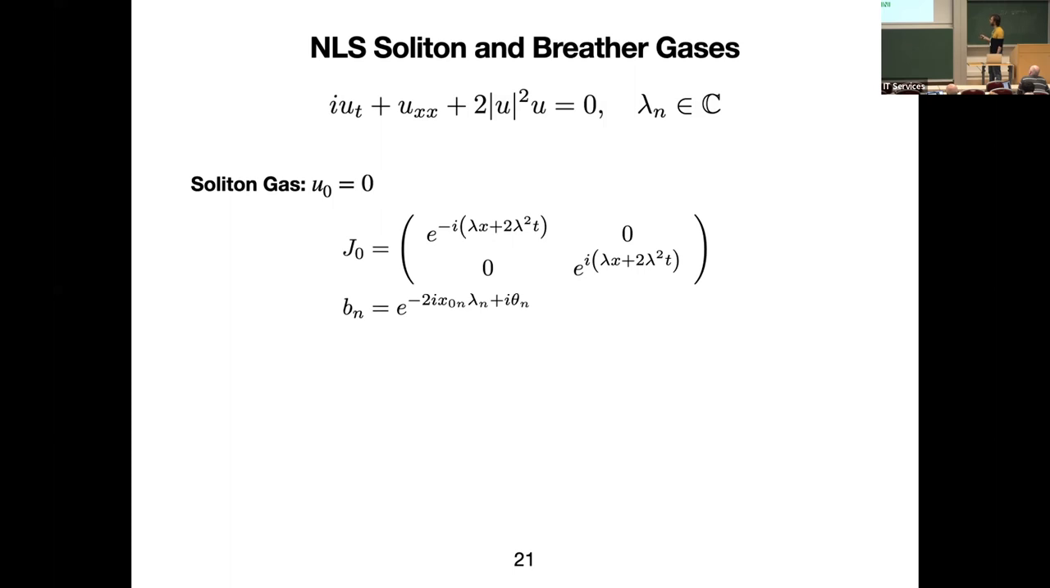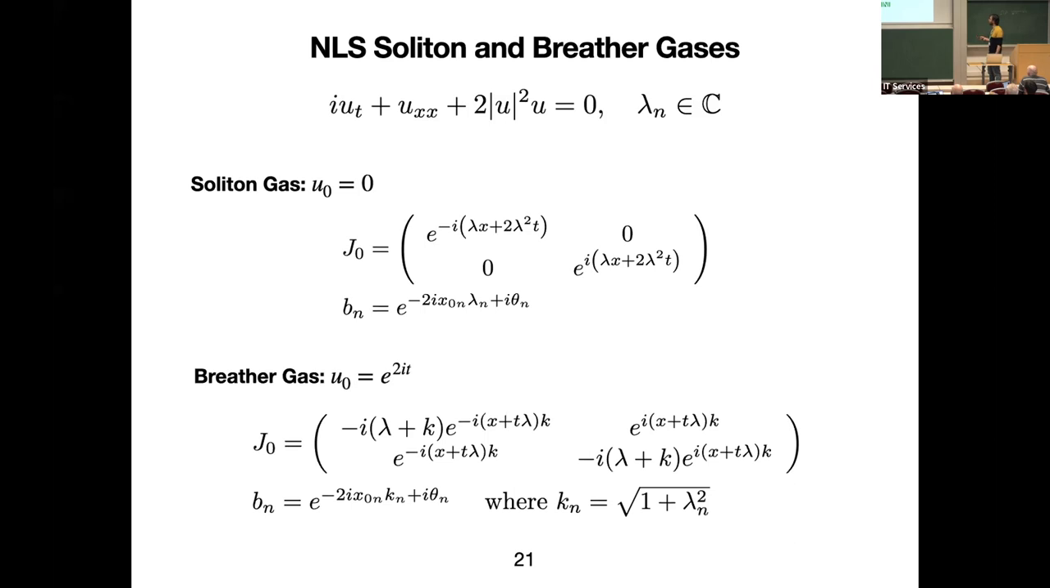Here your solution, as I said, is slightly different from before. And here the phases, the norming constants, have an additional degree of freedom that is an overall phase. But instead of starting from the zero background, we could actually start from a non-zero background. Your solution takes a different form, and in this case we have what we call a breather gas. So we have the background that represents our branch cut between zero and i, and then we add on top of this different solitons.